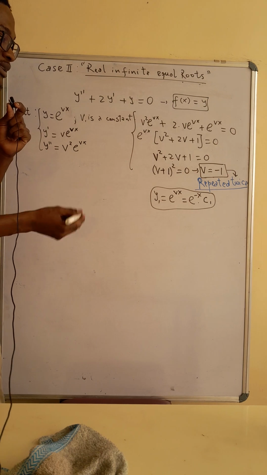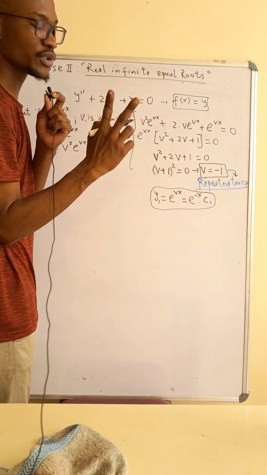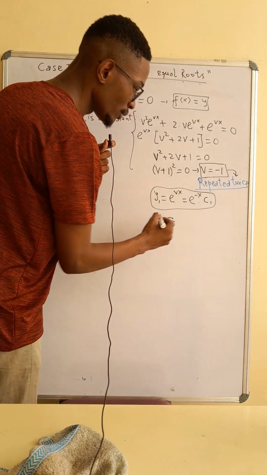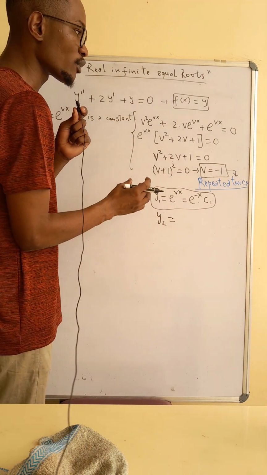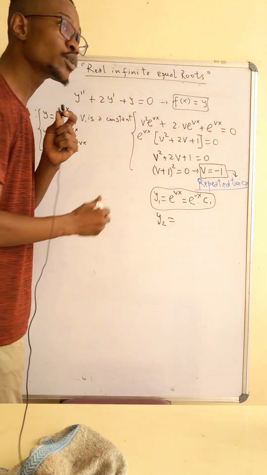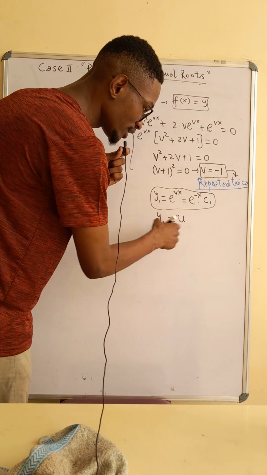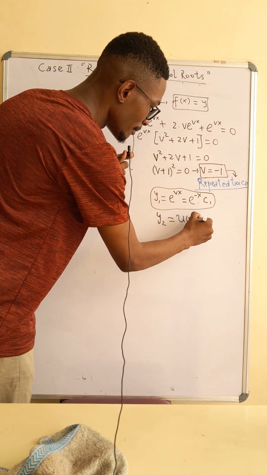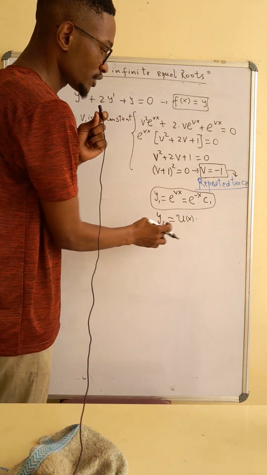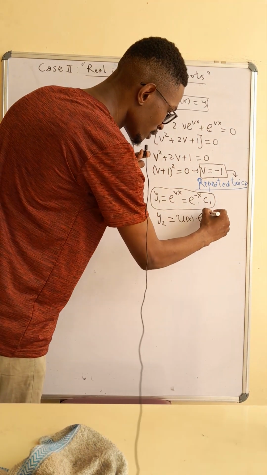Now, what should be my second solution? Because here the order is 2, it means that I have 2 solutions compulsory. So what will be my y2? That's the question. To find y2, you have to reduce the order of this differential equation. And reducing the order is just by adding a function of x multiplied by the first solution that you have. What is the first solution that you have? Euler raised to minus x. The first root, Euler raised to minus x.